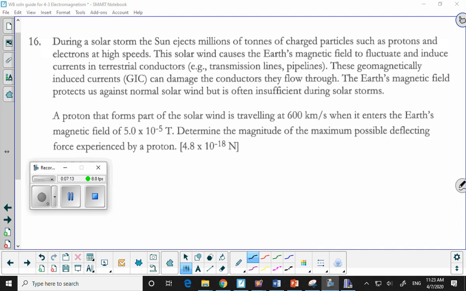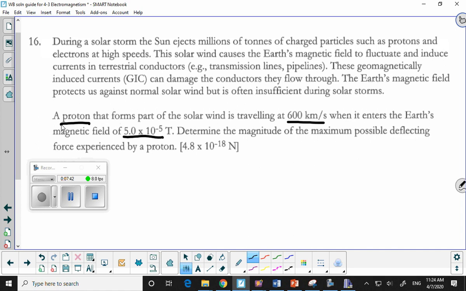So we're going to deal with a proton. If we were finding direction, we'd have to use our right hand, but I don't think it's part of this question. It forms part of the solar wind traveling at 600 kilometers a second. We're going to change that to meters per second, don't forget. When it enters the Earth's magnetic field, which happens to be at that point 5.0 times 10 to the minus 5 Tesla. So again, it's not a very strong magnetic field around the Earth. Determine the magnitude of the maximum possible deflecting force experienced by the protons.